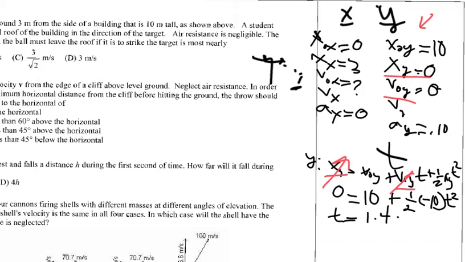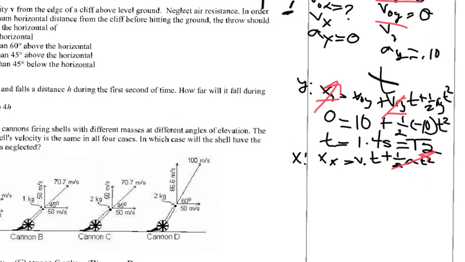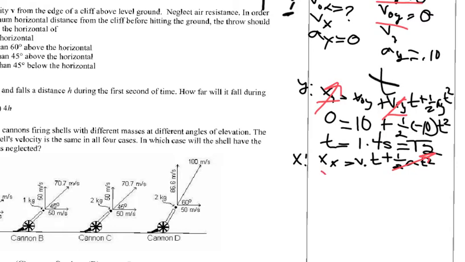Now we can plug this into our x information, and we have x_x equals v naught t plus 1/2 a t squared. We know there's no acceleration in the x direction, and so we can go ahead and plug in x_x, which we want to be 3. So we can plug in 3 equals square root of 2 times v naught, and v naught is equal to 3 divided by the square root of 2. Looking over at our options, that is option C. So the answer is option C.